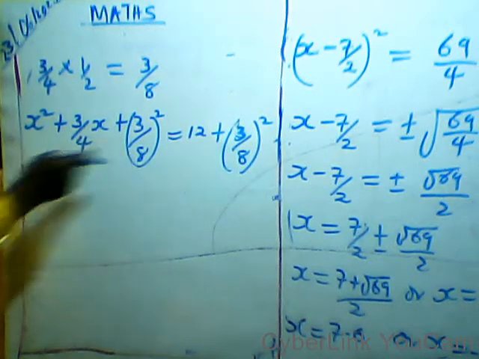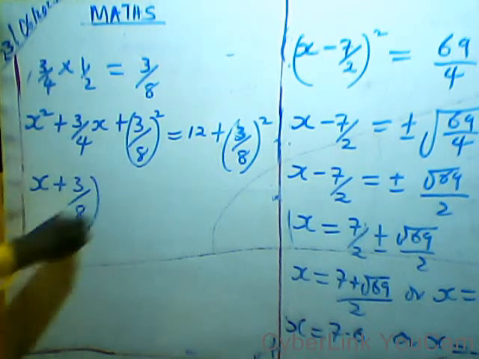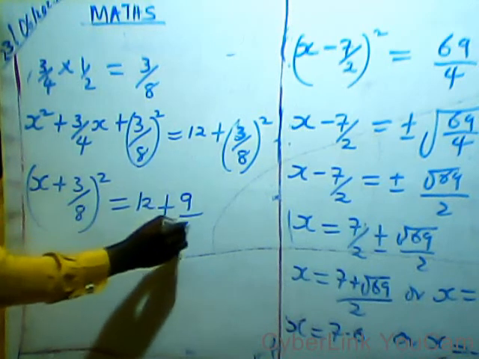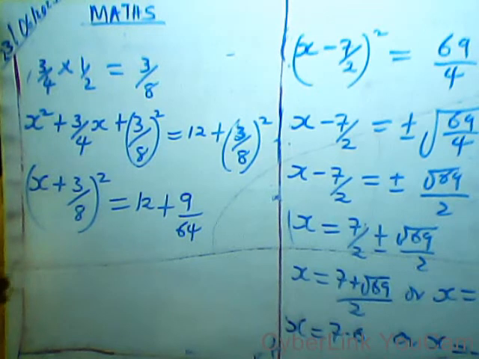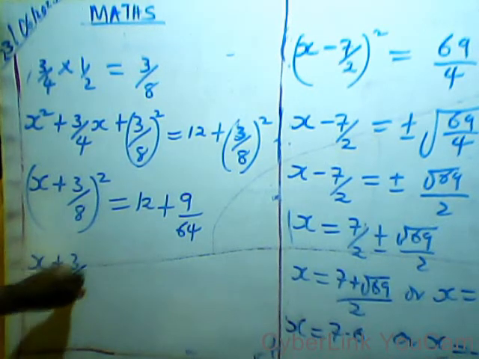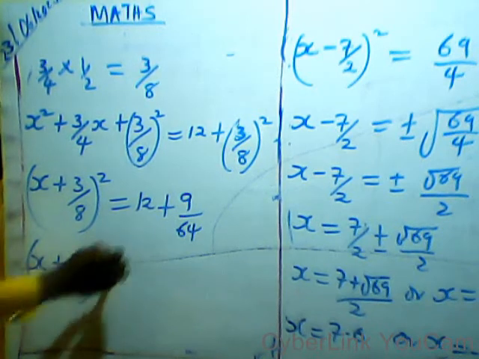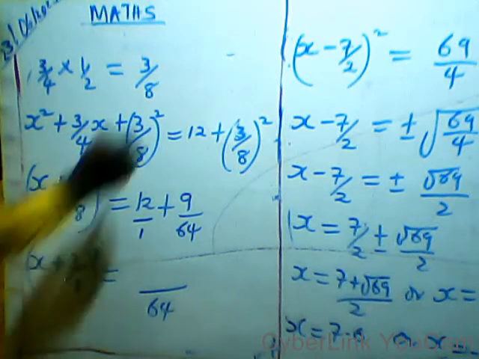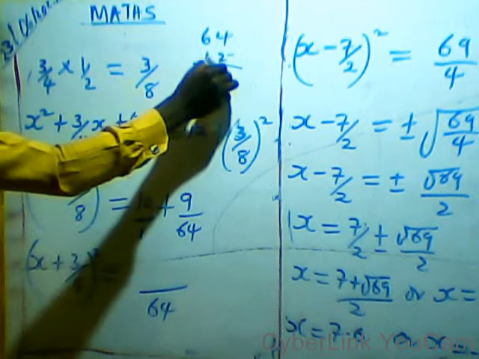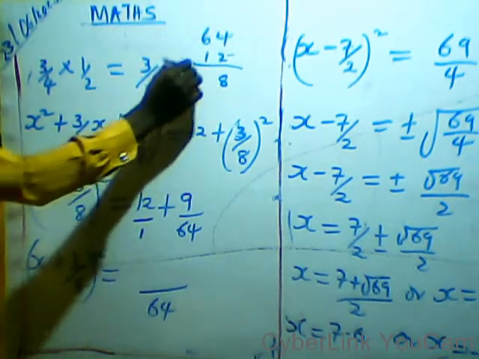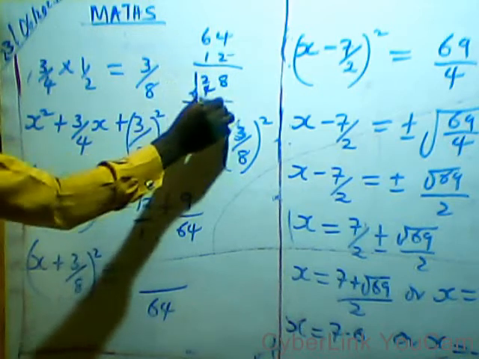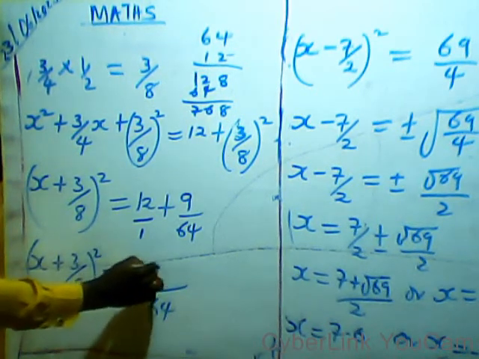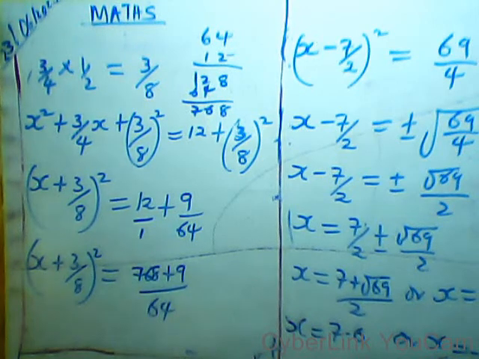And at the end of the day, we have (x + 3/8) all squared is equal to what? 12 plus 3 squared, which is 9, over 8 squared, which is 64. The LCM here will be 64. We multiply 64 with 12, which gives 768, plus 9. So that's what we are going to have.